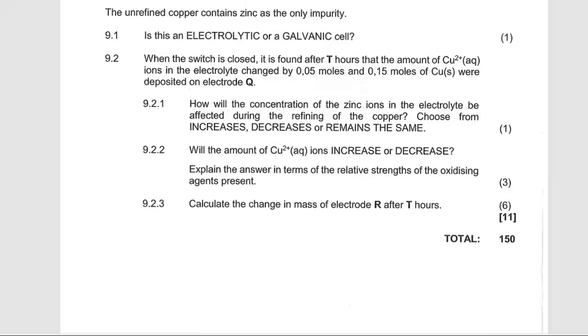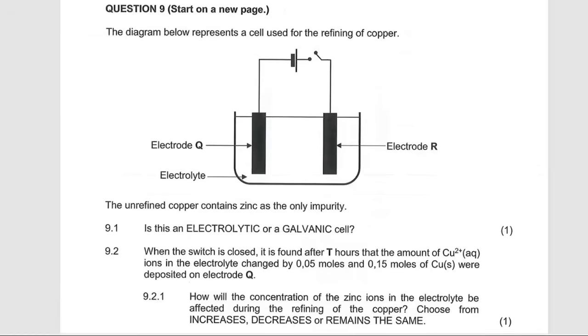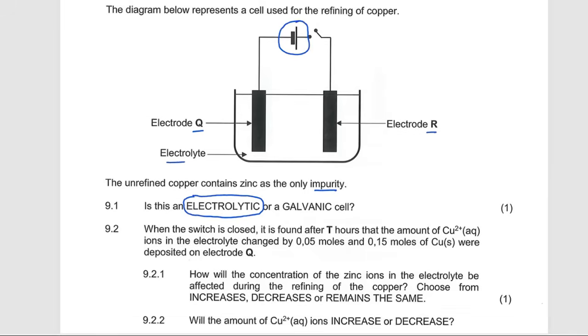Now moving on to question 9. It says the diagram below represents a cell used for refining copper. We have electrode Q and electrode R, and this is the electrolyte. The unrefined copper contains zinc as the only impurity. Is this an electrolytic or a galvanic cell? This is an electrolytic cell, because we can see we have a power source at the top, a battery.